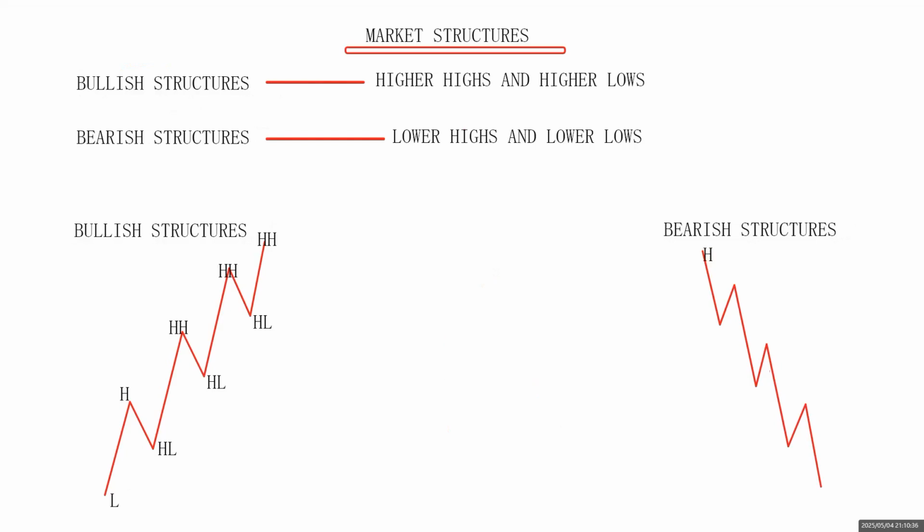Okay, how about here? This one, we can write as LH. LH means what? Lower high. Then this one right here is another lower high. Then this one right here is another lower high. Okay, so that makes the bearish structure.